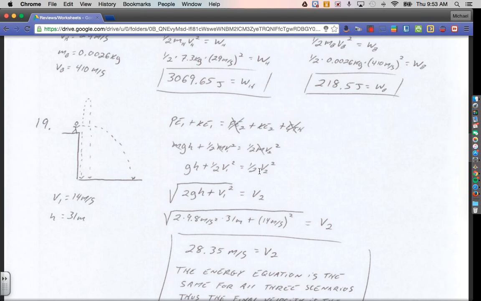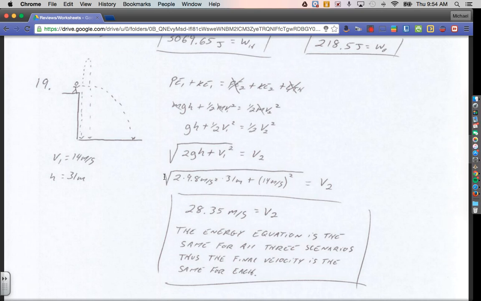We're solving for v final, so I'm going to multiply by 2 to get rid of the half, because 1/2 times 2 makes it go away, and that's why there's a 2 next to the gh. I'm going to take the square root because I want to get rid of the squared here, and I get the square root of 2gh plus v squared.